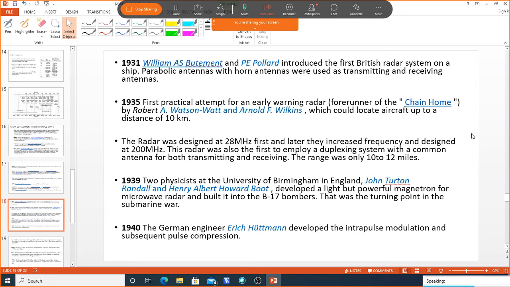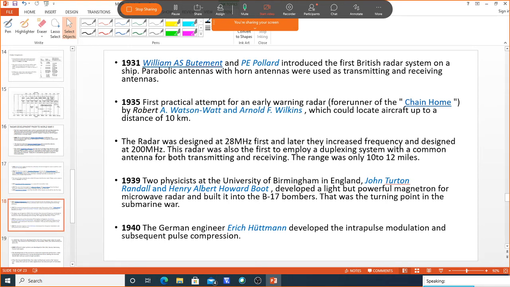First they tried to design at 2 megahertz, as I said, over the horizon. They only had to find out the exact location, where the origin would be located when we send the signal. So for that, they designed at 2 megahertz. Later they designed at 28 megahertz, and later the frequency went on increasing up to 200 megahertz.